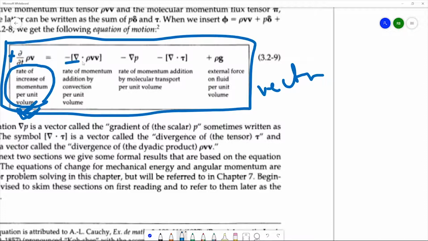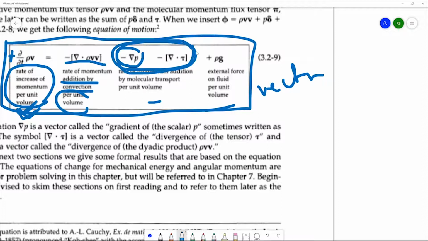Okay. Here, this is nothing but convective transfer, right? Rate of momentum addition by convection. Okay. Per unit volume. Everything is in per unit volume. So this is nothing but rate of momentum addition by molecular transport, right? These two actually are molecular transfer. And this is your external force per unit volume. Okay. This can be any external force. So in this case, it is gravity. Okay. So this is your equation of motion.